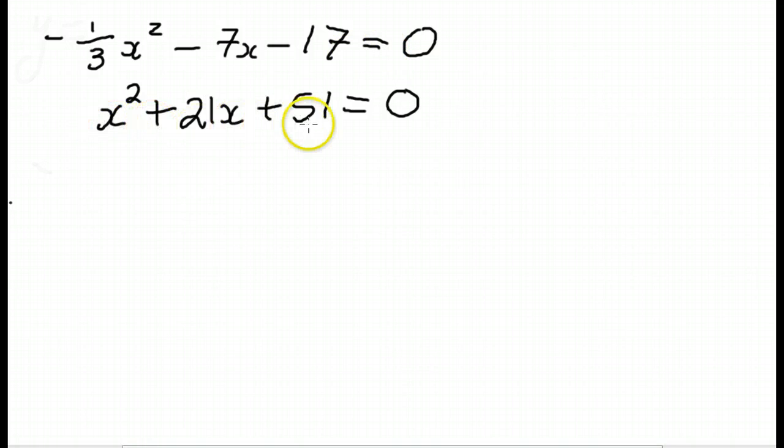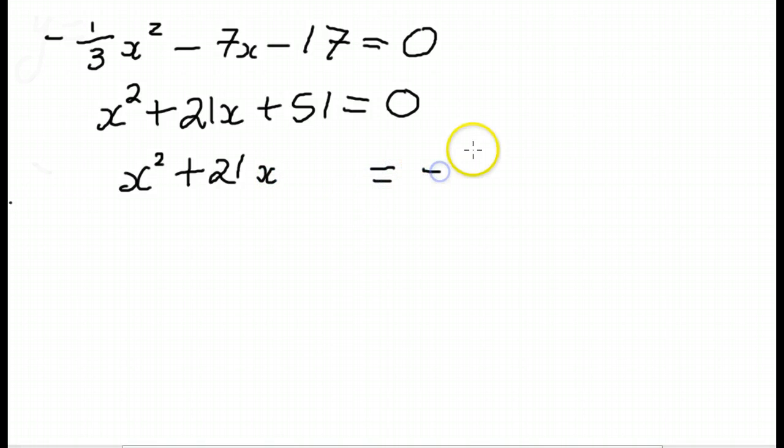Okay, does this factor? Well, no, I'm not going to find two numbers that multiply to 51 and add up to 21, so we can't do it by factoring. So what's our method? Completing the square method. First step, isolate the x squared, and now it's always an x squared term, right? Because we can always make it that. Leave some space and move the constant to the right side where this is now negative 51.